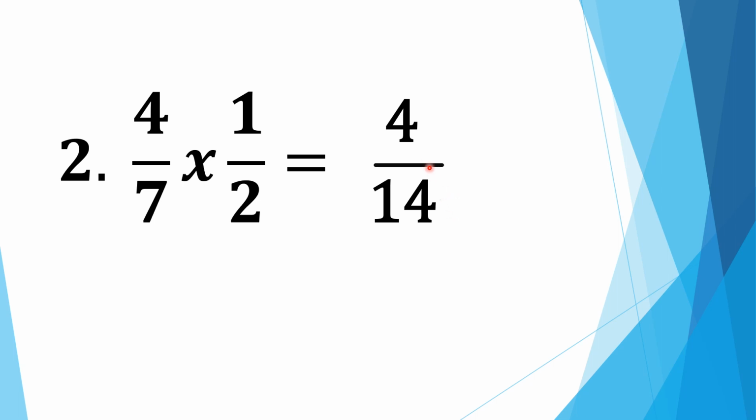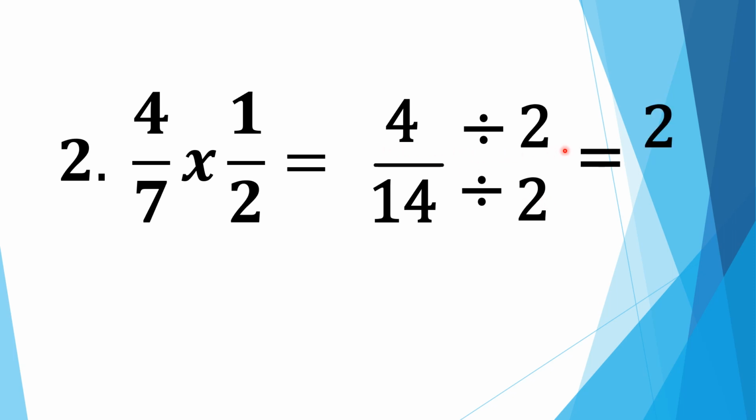So let us divide 4 divided by 2 and 14 divided by 2. 4 divided by 2 is equal to 2. 14 divided by 2 is equal to 7. So the lowest term of 4 over 14 is 2 over 7. Thus, 4 over 7 times 1 over 2 is equal to 2 over 7.